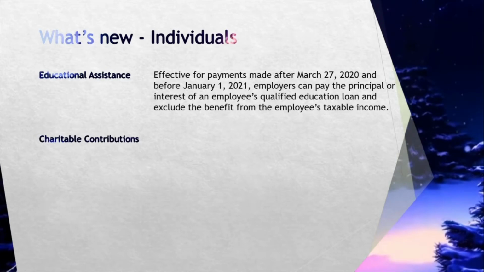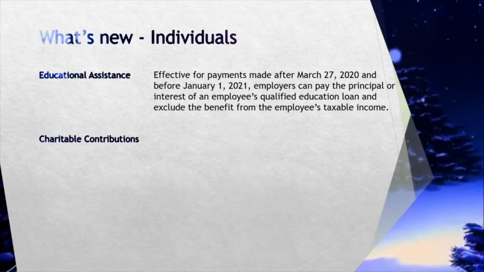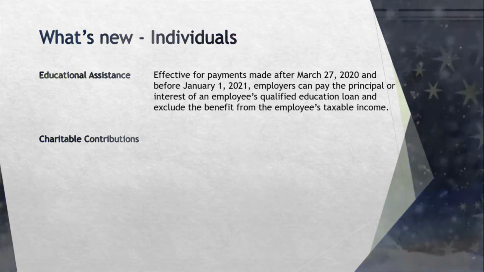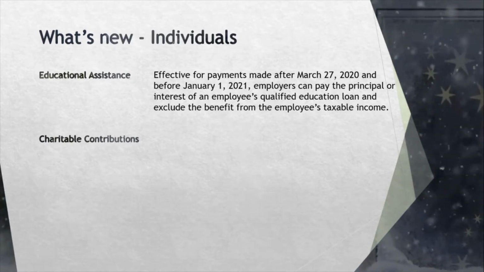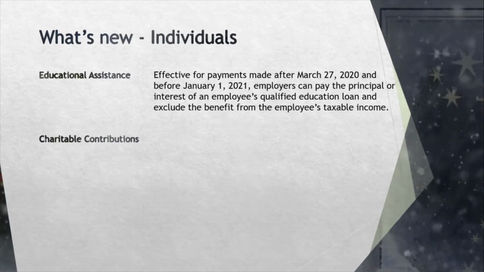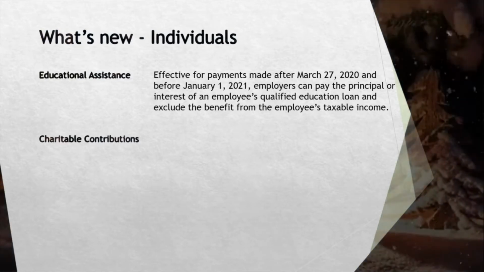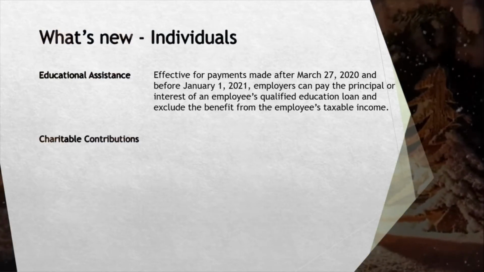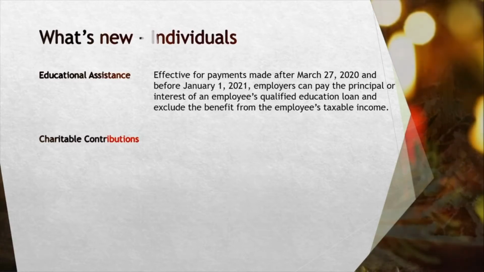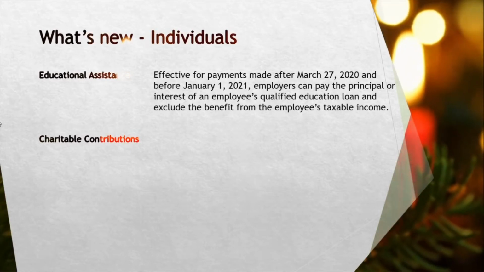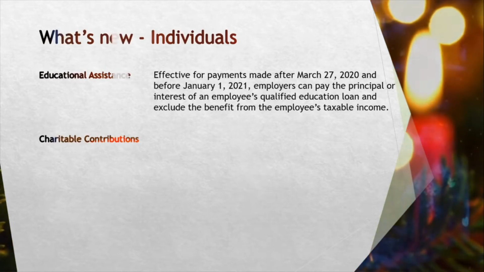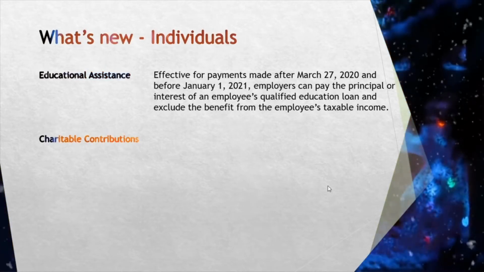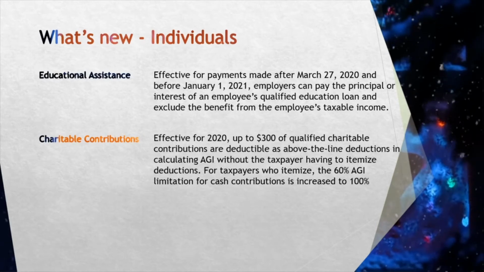The only difference is that if the benefits exceed $5,250, under the prior law there's a limitation of $5,250. The cost of education may still be excludable. So that's one of the big factors of this change. The limitation was taken away. Okay, so let's go to the charitable contribution.